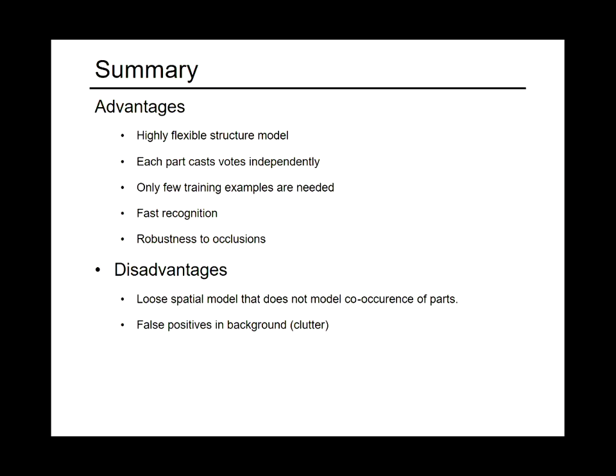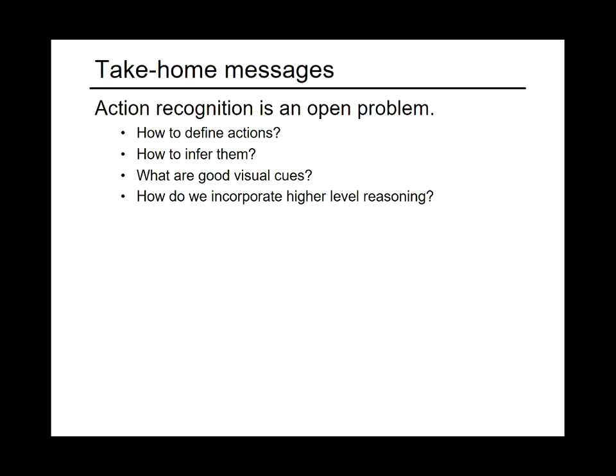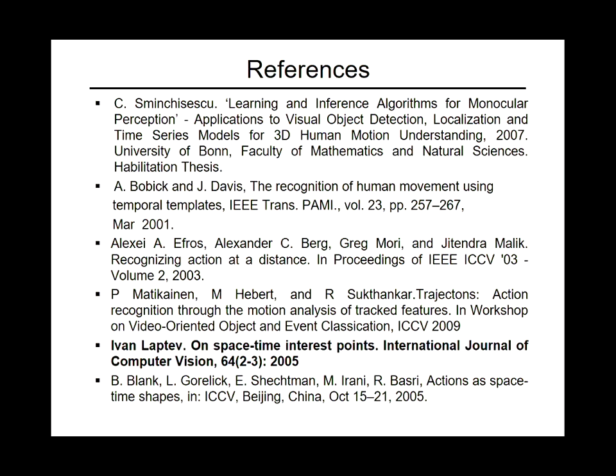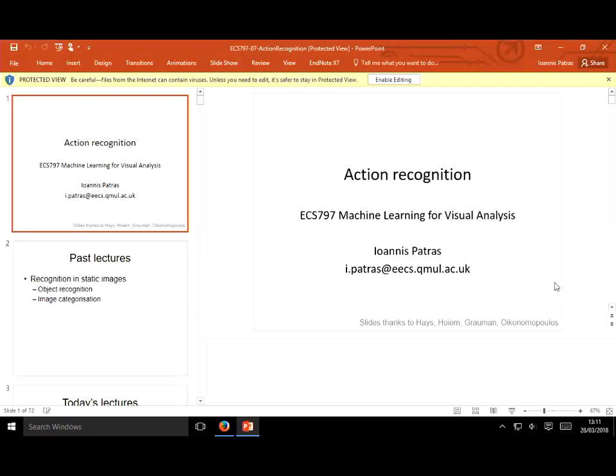And especially for the last methodology, you have robustness to occlusion, you have fast recognition, you have each part casting the votes independently. That can also be a drawback in the sense that each spatial region casts votes independently. So you do not try to coordinate information from two or three or several different locations. And that's all I have to say. These are some references.